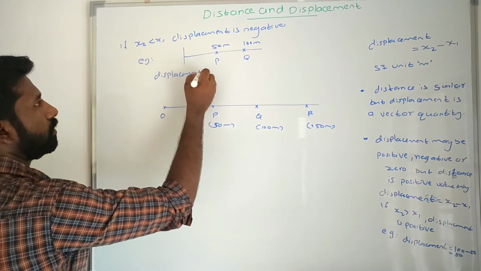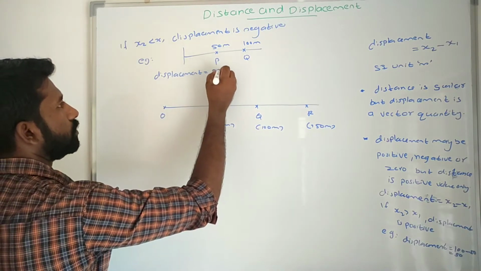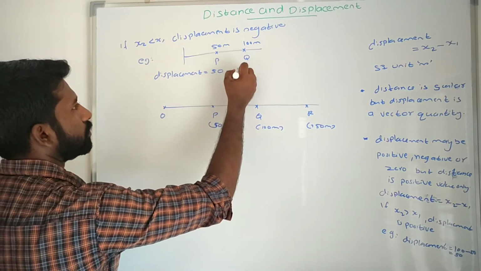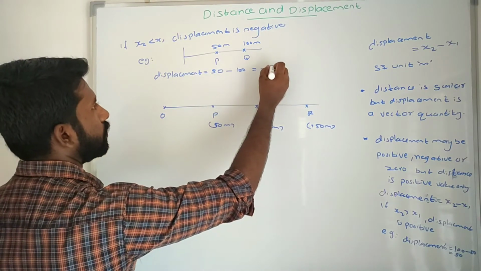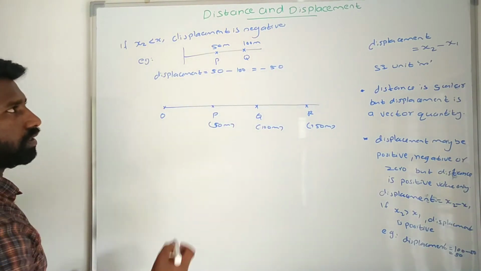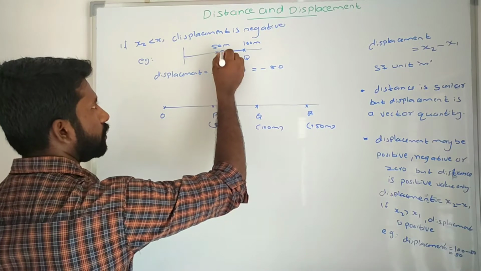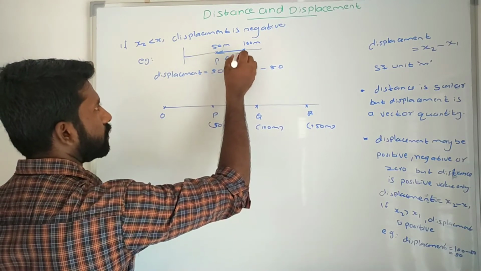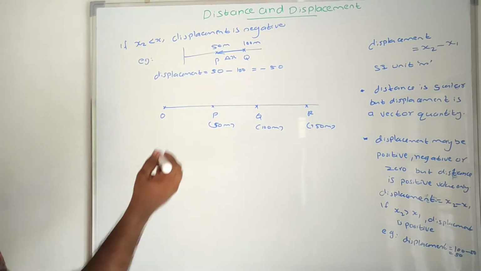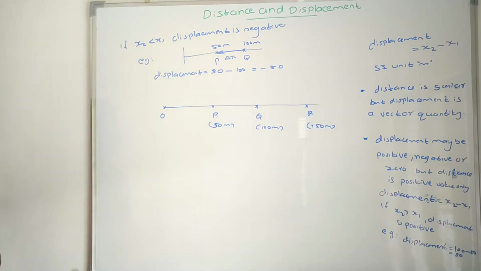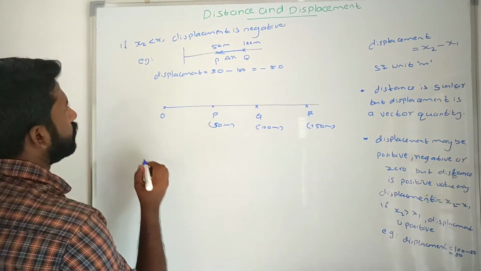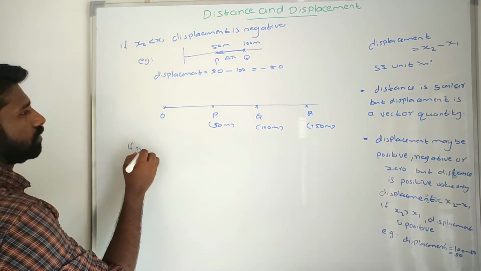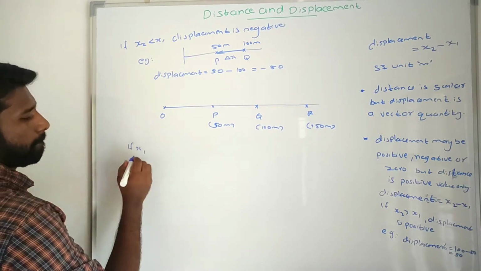Displacement, how will you get it? Final position, that is 50, minus initial position, that is 100 meters. So you will get minus 50. What is the meaning? The direction of displacement, delta x, is towards the negative x-axis. Okay? Clear?